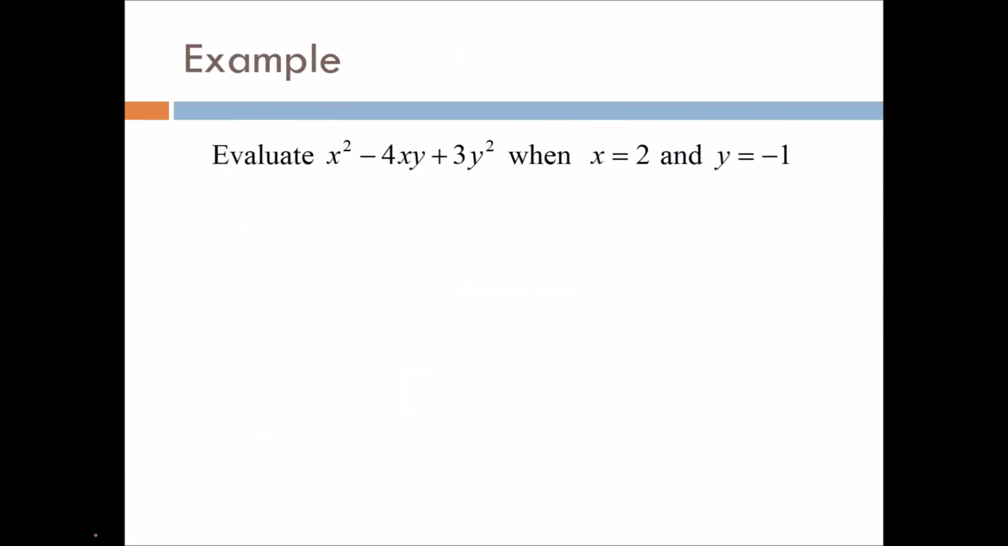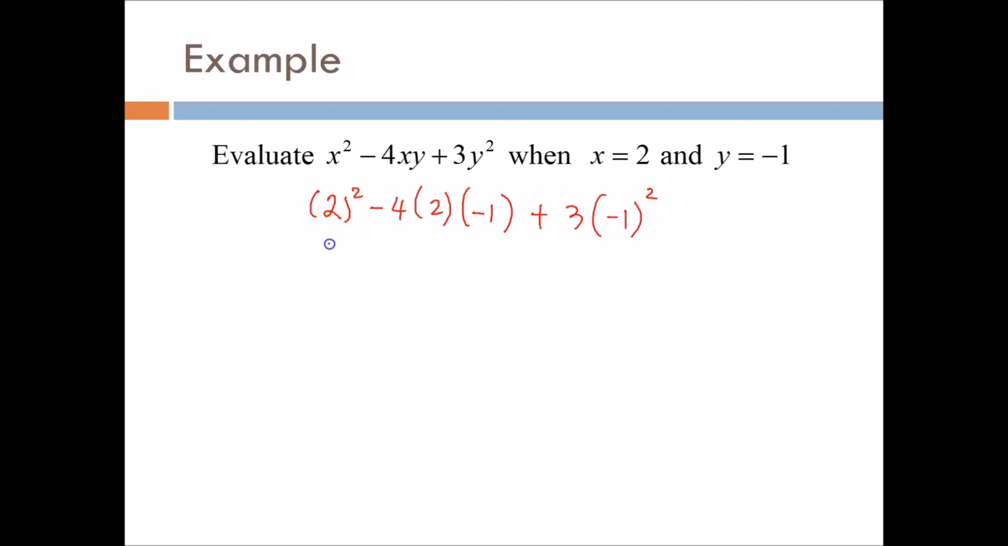Okay guys, why don't you give a try on this expression? Evaluate x squared minus 4xy plus 3y squared when x is equal to 2 and y is equal to negative 1. Pause the video and do this one. Okay, let's do this together. X, we replace it with 2, and then we square. We copy minus 4, x change it with 2, y is negative 1, plus 3 times negative 1 squared.